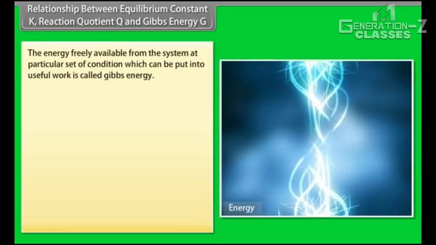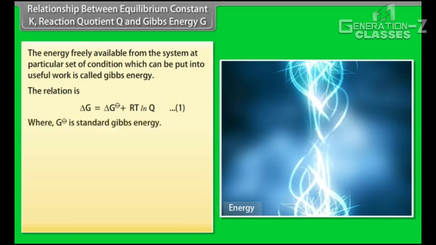Relationship between equilibrium constant K, reaction quotient Q and Gibbs energy G. The energy freely available from the system at a particular set of conditions which can be put into useful work is called Gibbs energy. The relation is, name it as equation 1, where ΔG° represents standard Gibbs energy.